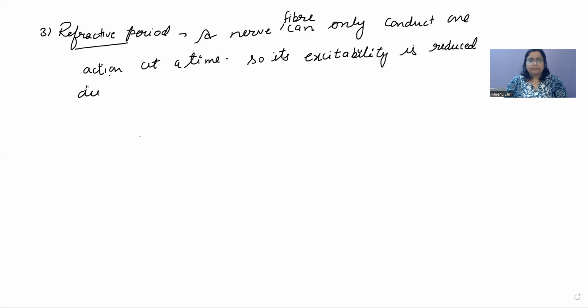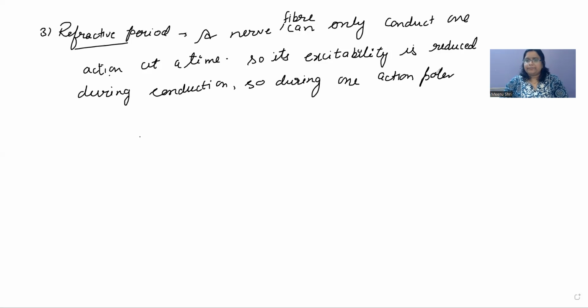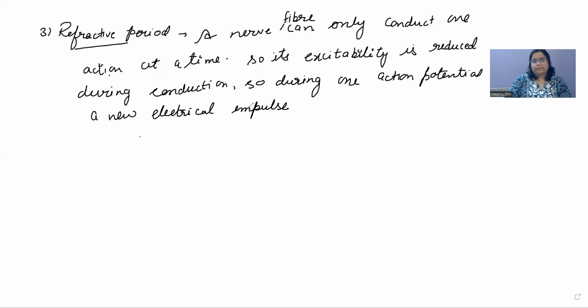During conduction, so during one action potential, a new electrical impulse cannot be generated. Okay, so this is the refractory period.